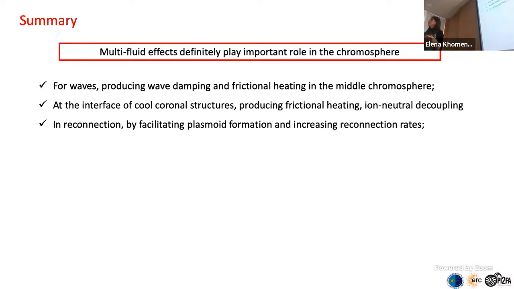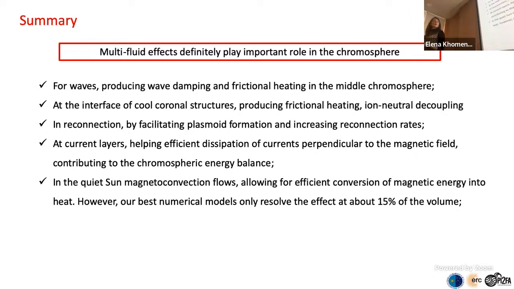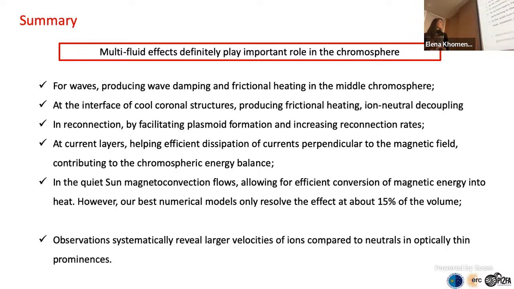I didn't talk about that, but it's very important because for reconnection, you can get faster reconnection rates because of formation of plasmoids and all kinds of instabilities. In the current layers, because we dissipate currents through this mechanism, and this is an important agent for the chromospheric energy balance. In the magnetoconvection flows, allowing for efficient conversion of magnetic energy into heat. But here we have to make note that our best models don't even resolve the whole volume of this effect, only 15% of it. And also observations systematically reveal that ions have slightly larger velocity than the neutrons.